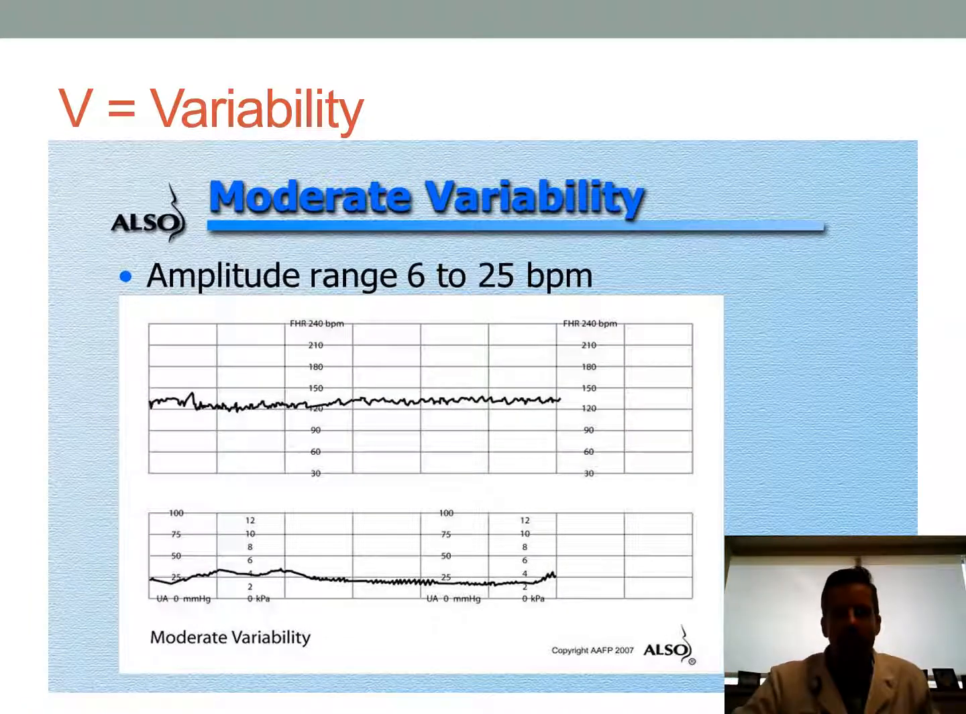Moderate variability, and sorry, this isn't really the best strip here because it cuts off, but moderate variability is an amplitude range of 6 to 25 beats per minute. So here we see variability that looks like it's roughly 10 beats or so apart.